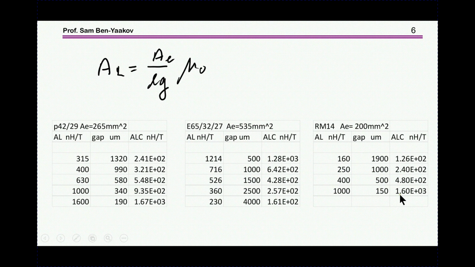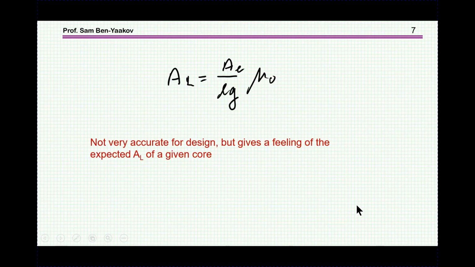We have 1600. So we can then say that this approximate equation is really not sufficiently accurate for design, but it really gives you a feeling of the expected A sub L of a given core. So all you need is just the cross-section area and the gap you're going to use, and you know immediately what is A sub L. Very interesting, I think.